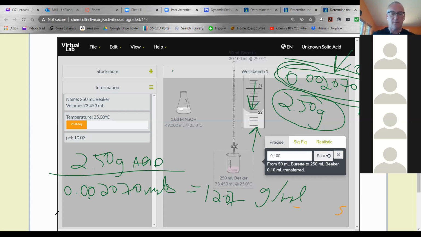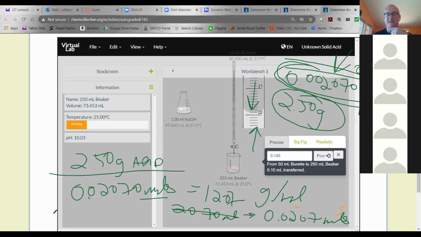Let me make sure. Yeah, so I had 20.70 mL of 1 molar. I just want to make sure I got this to liters properly. Yeah, it's 0.02. Duh. 0.0207 moles. Yeah, I was off by a factor of 10. See, that's what happens when you're in a hurry. That makes a lot more sense. It's 0.02 moles.